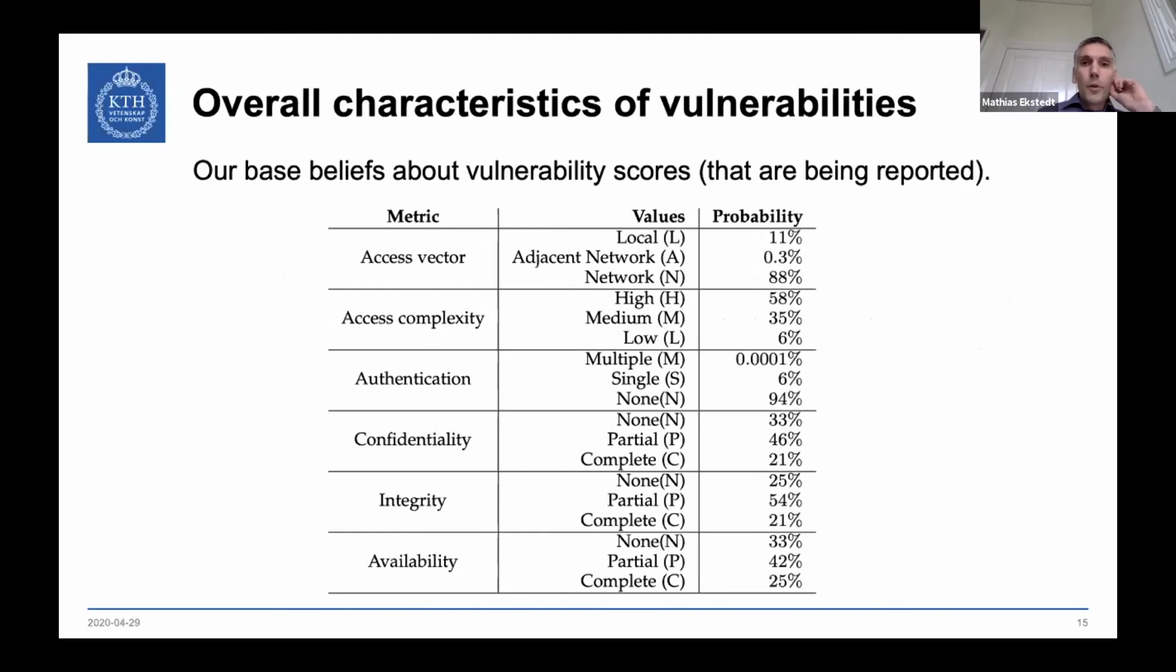Another type of result that is kind of interesting to look at is that all the data in there is distributed according to this. In general, there's a lot of, say, network access vector, 88% of them. So this is the characteristic of all the reported vulnerabilities; they look like this.